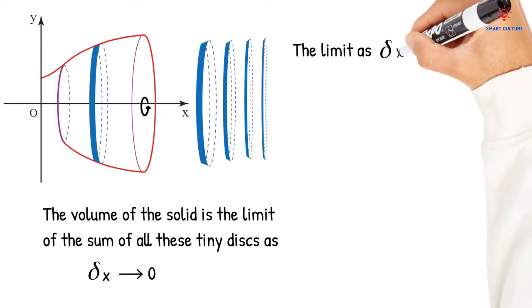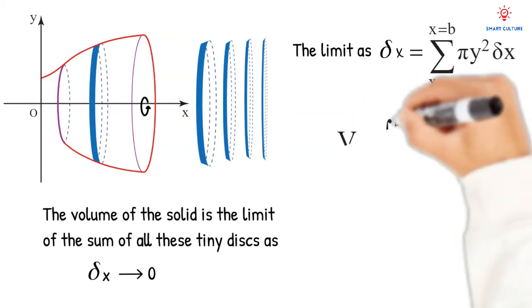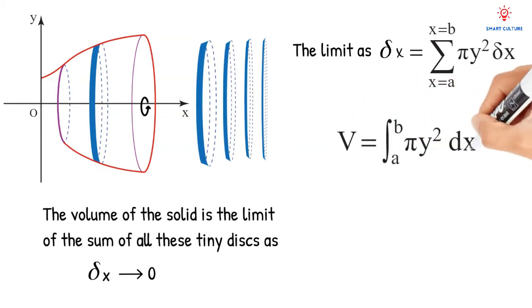Take a look at this. The limiting values of sums like these are also integrals. So it can be expressed as the integral from a to b of pi y squared dx. Take another look at this formula. Why do you think the limits are a and b? Think about this for a moment. This is because x takes values from a to b.